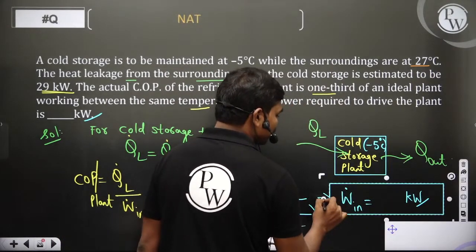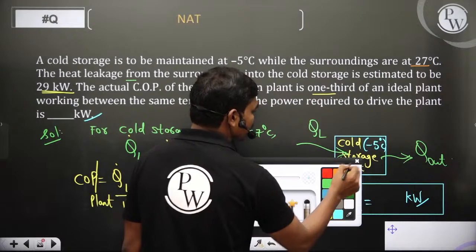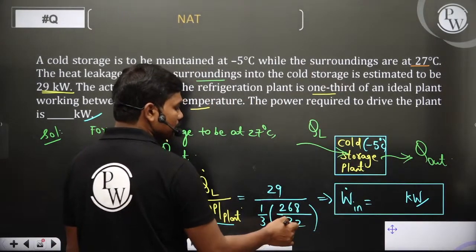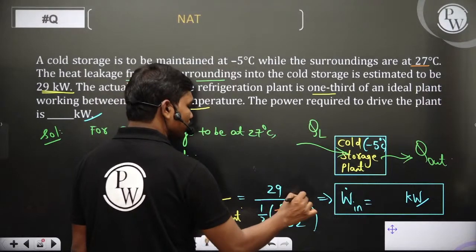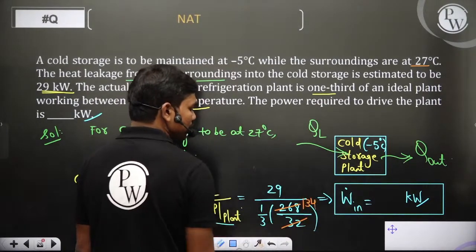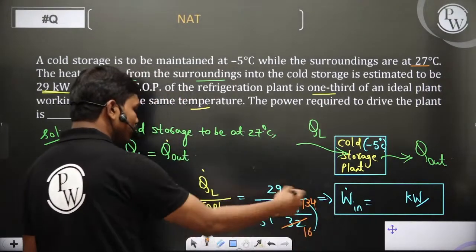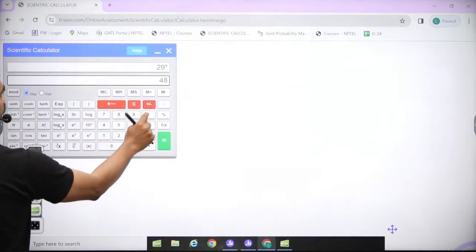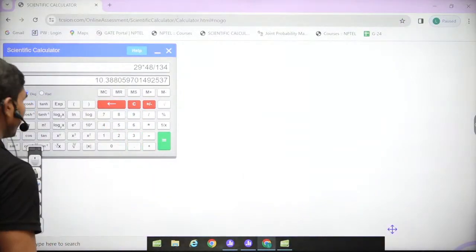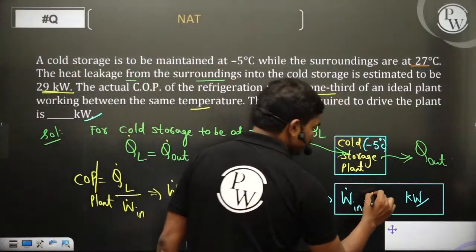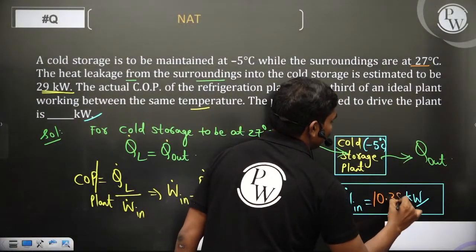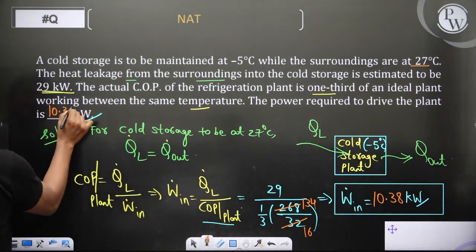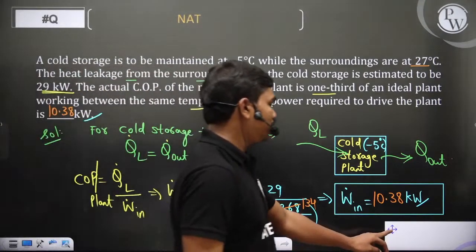So let us do some calculation and get the answer. Let us multiply directly now, better. So 32, this is 134 and this is 16. So 29 into 48 by 134. Okay, so 10.388. That is 10.38 kilowatts roughly. So you might have entered 10 here in this case.